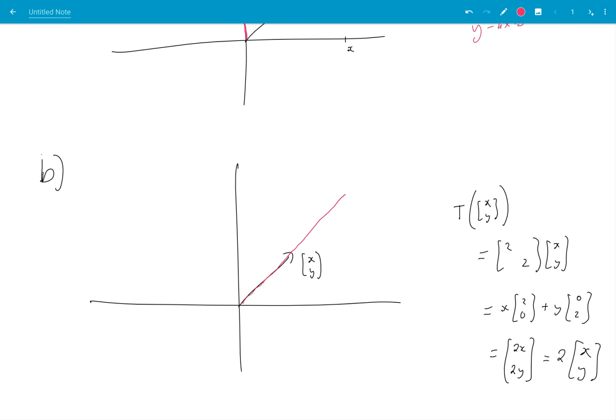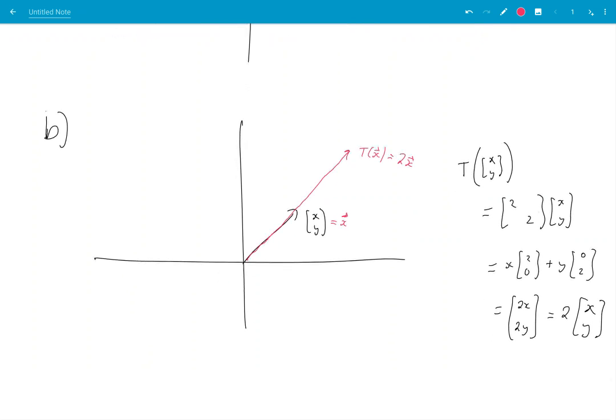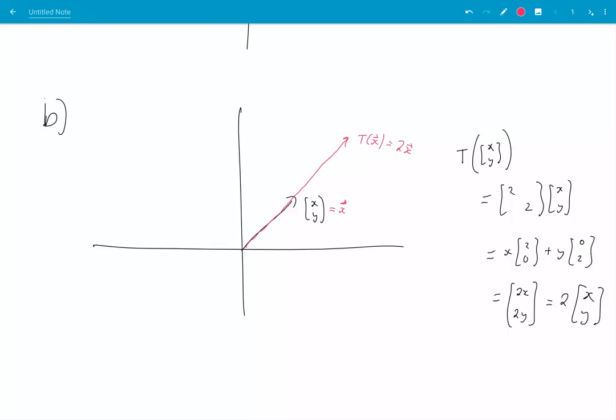So it's something like that. So if you start with the vector x, then T of x is just 2 times x. And we say scaling by a factor of 2.